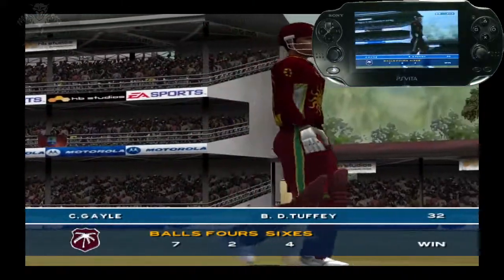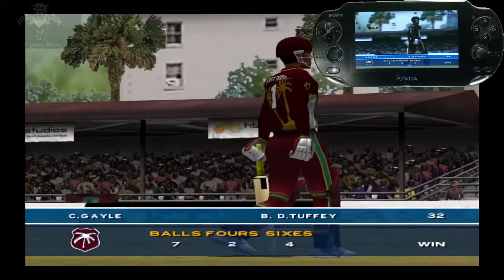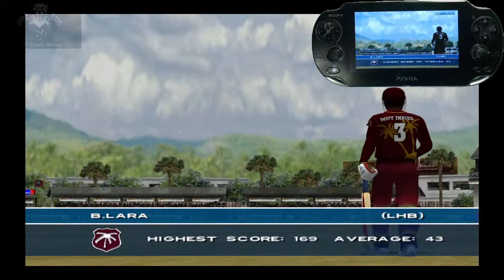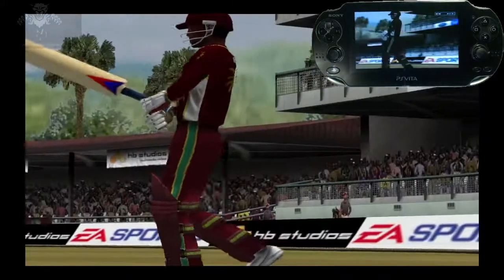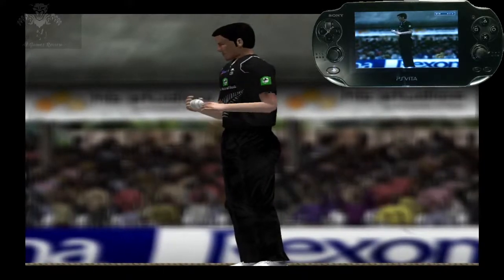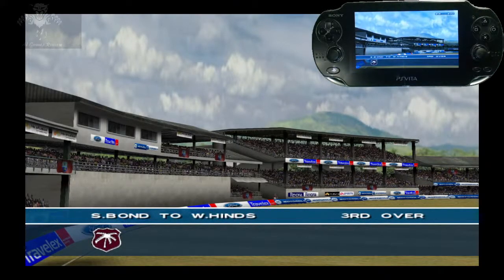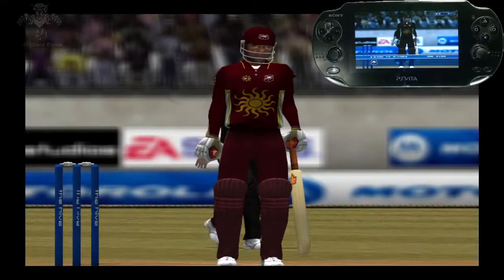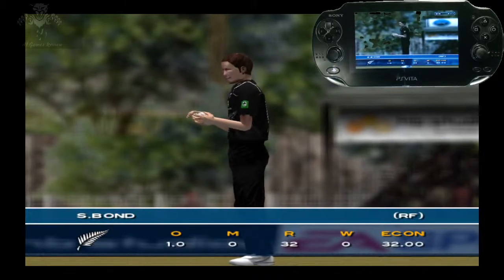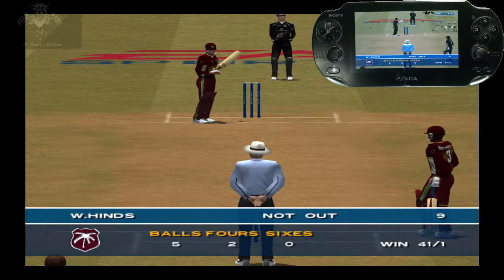Gale is making his way back to the pavilion. His captain won't be happy with him getting himself out like that. The new batsman is the left-handed Lara. Five runs came from that over. Hines is now facing.